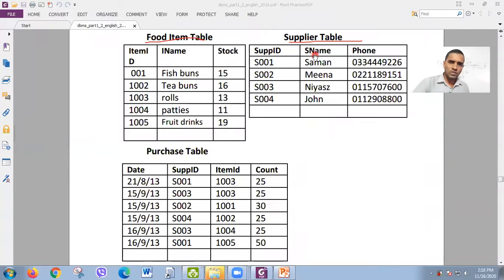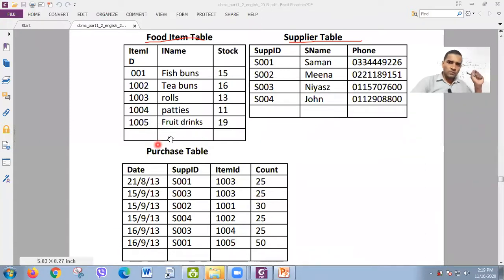So look at this table, there is nothing. So these two tables are not directly connected, but definitely there should be a connection because food items are supplied by suppliers. So since food items are supplied by suppliers, there should be a connection between these two. But there is no common field. It is because of this table, the third table called purchasing table.